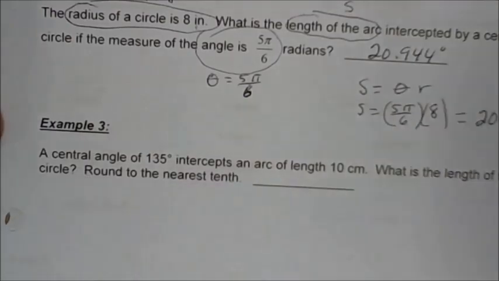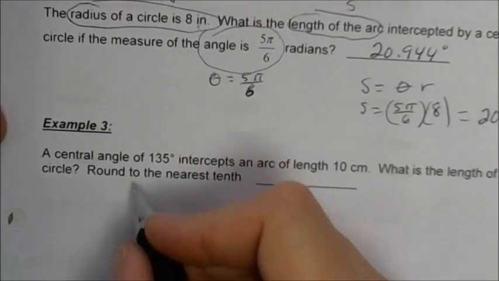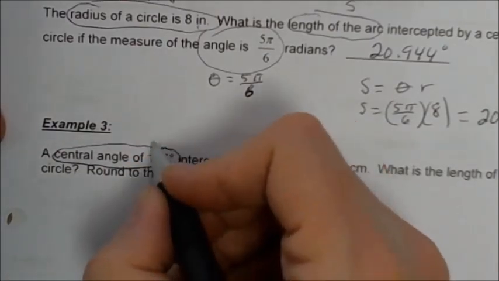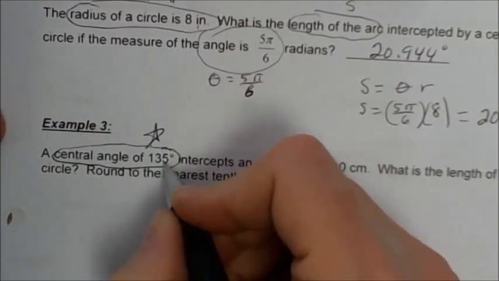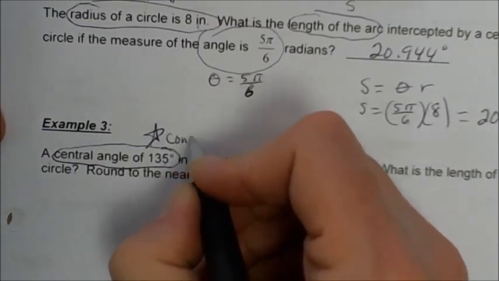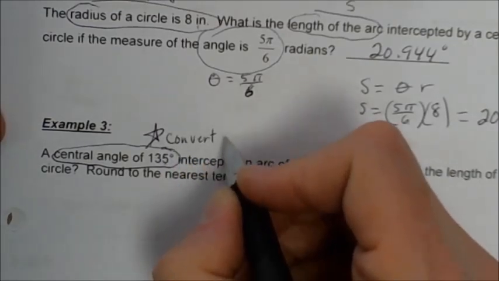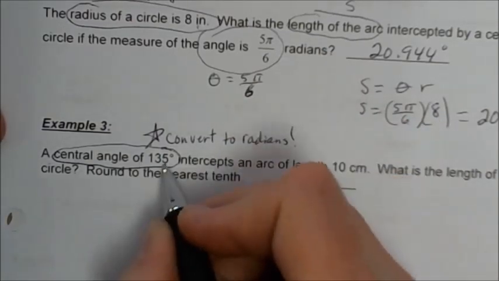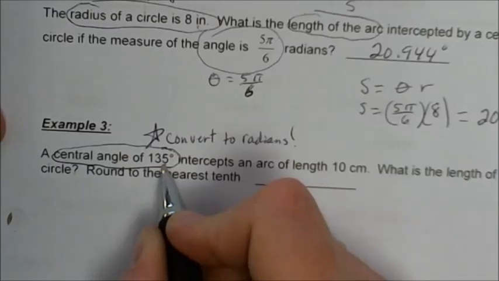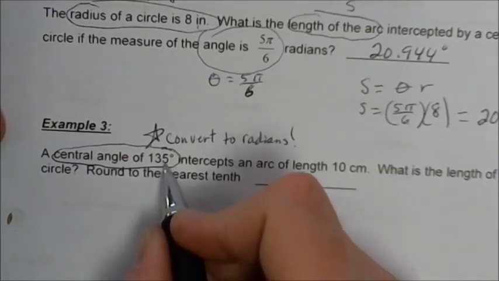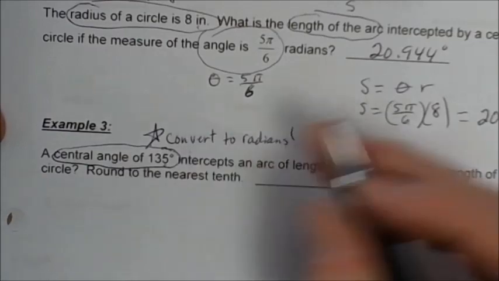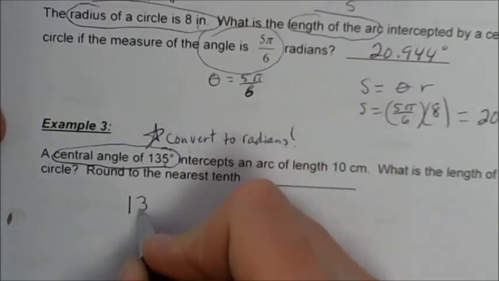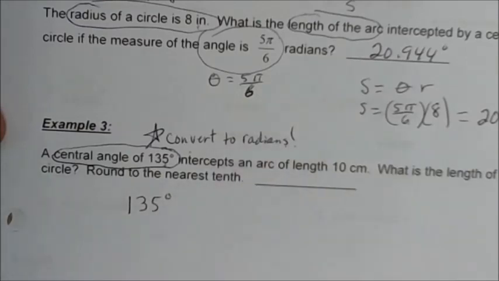Now we're running into a little problem here because we have a central angle of 135 degrees. And what we need to do is say, whoa, 135 degrees, we have to convert that to radians, or else our formula won't work. All right, so the first thing you do if you're trying to figure out one of these three things, if you're given an angle in degrees, you got to convert it to radians, or else this whole thing is not working. So how do you convert 135 degrees into radians?